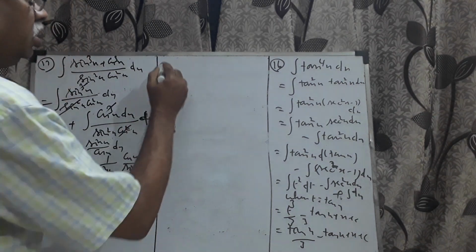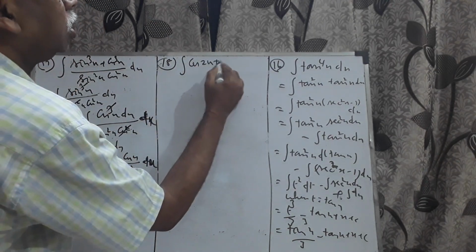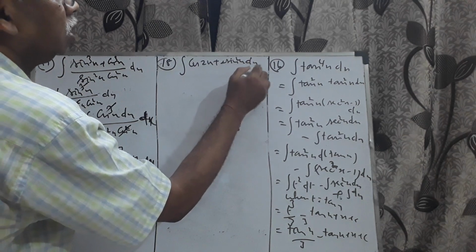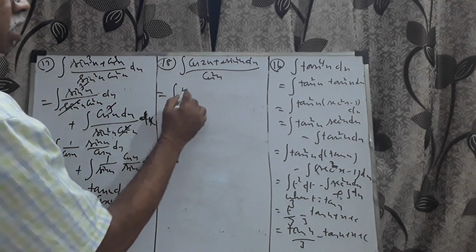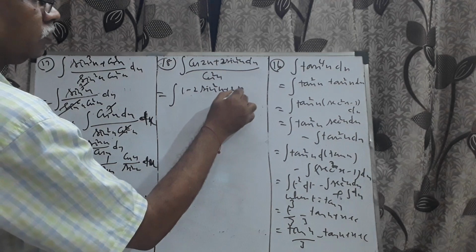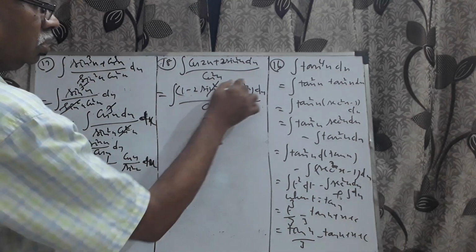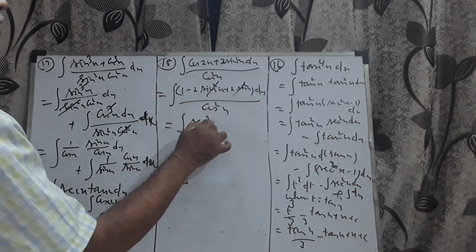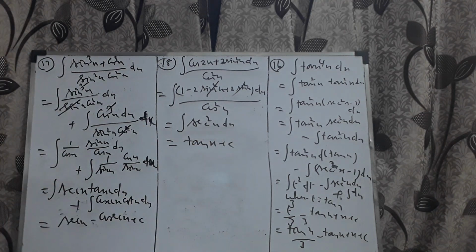Question number 18. He says integral cos 2x plus 2 sin square x dx by cos square x. See here, this can be written as 1 minus 2 sin square x plus 2 sin square x dx divided by cos square x. This will get cancelled. This will reduce to integral secant square x dx, which is nothing but tan x plus c. It is not at all difficult to follow.